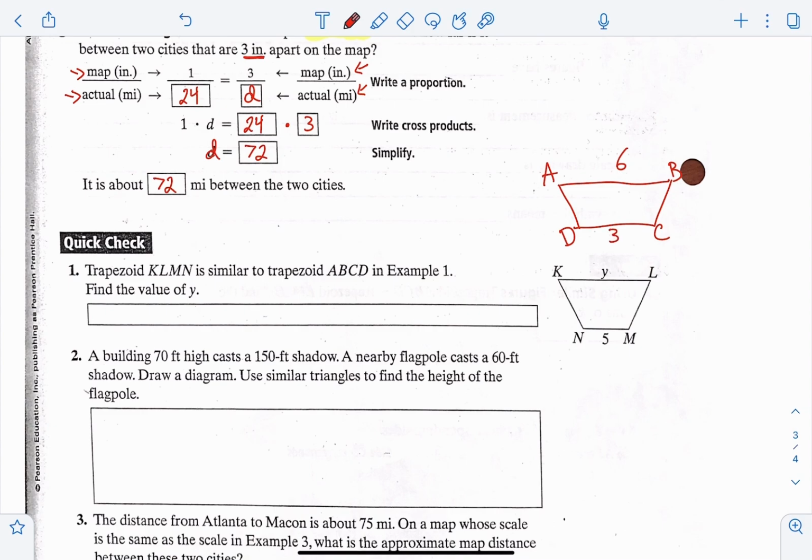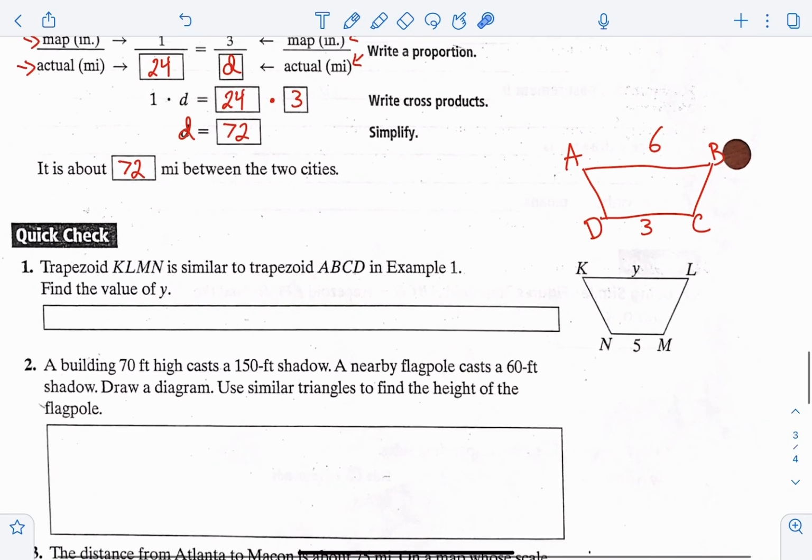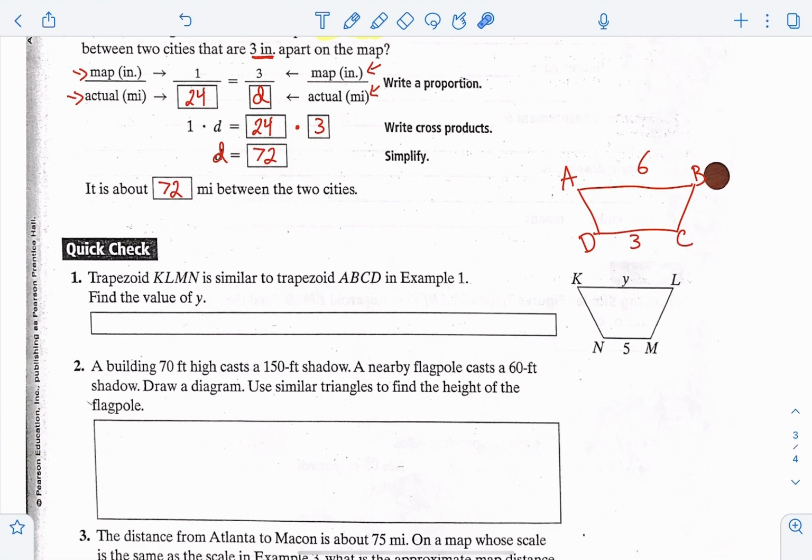So you're going to set it up just like we did the example on the other side, taking into account that AB, the top side, is going to be the same as KL, and DC and NM are going to be the same side, and so you're going to set up your fractions and your proportions. You don't have a lot of room right here, so if you want to do it off to the side, that's fine. Go ahead and pause the video and do this one on your own, and then we'll come back together and check it.